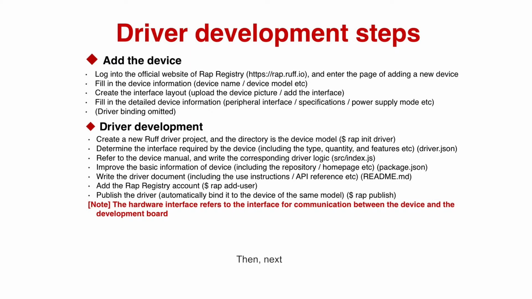Then, after we finish the operation of rap init driver, a basic directory will be created for us, and this directory includes some basic files, mainly 3 files, namely driver.json, package.json, and src/index.js.